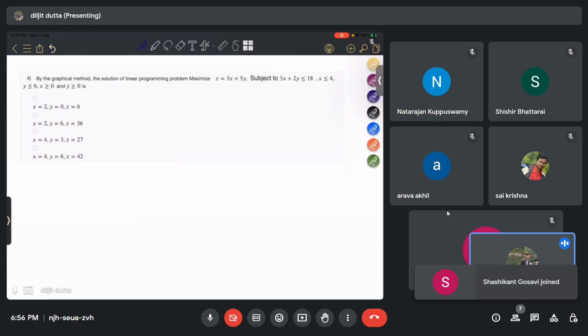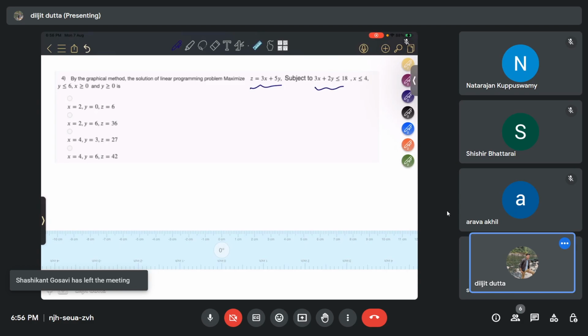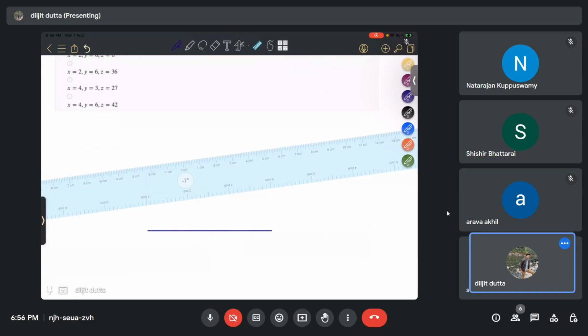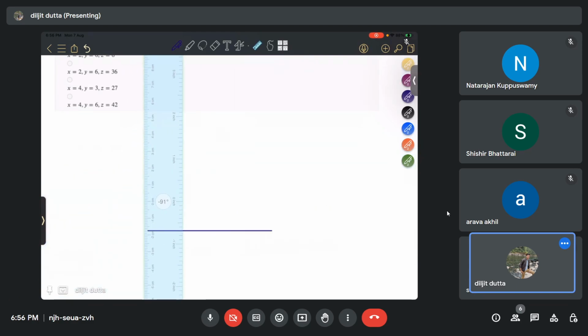So we have to maximize z equal to 3x plus 5y subject to these constraints, that is 3x plus 2y is less than or equal to 18, x less than or equal to 4, y less than or equal to 6, x greater than or equal to 0, and y greater than or equal to 0. So we'll just draw the solution here.